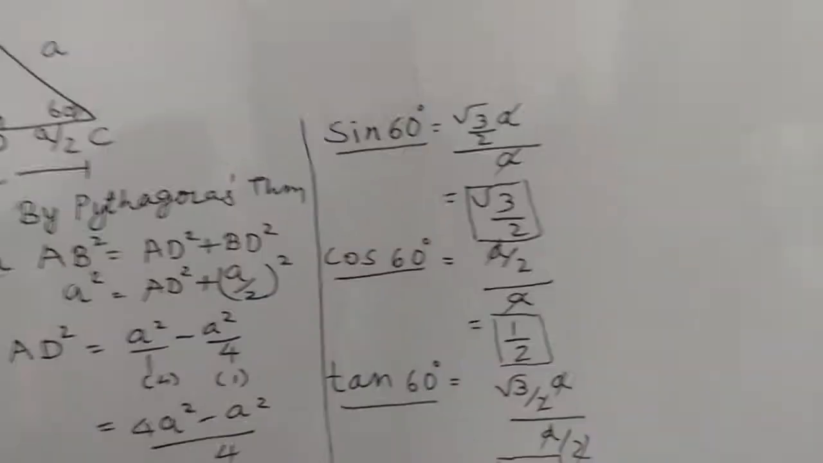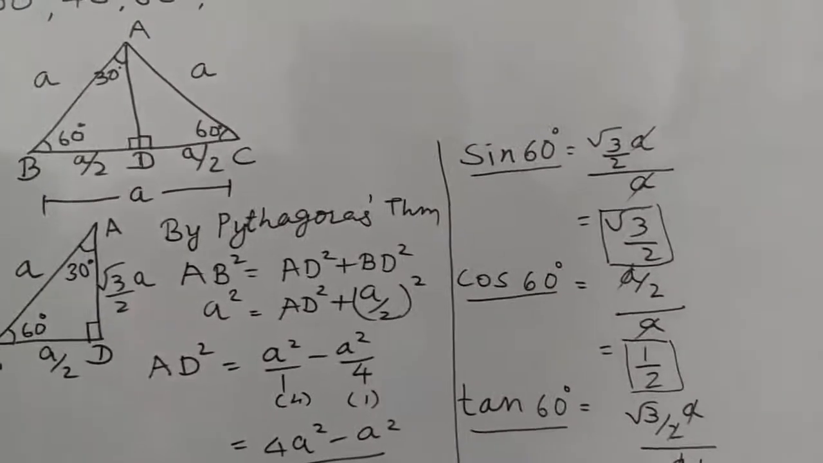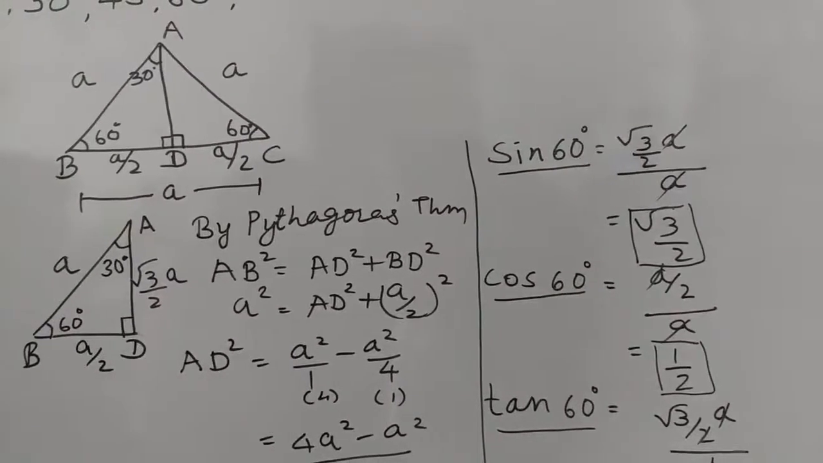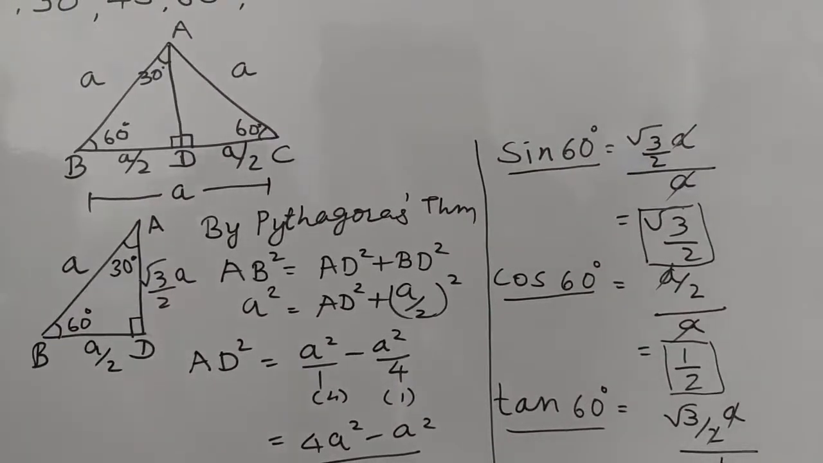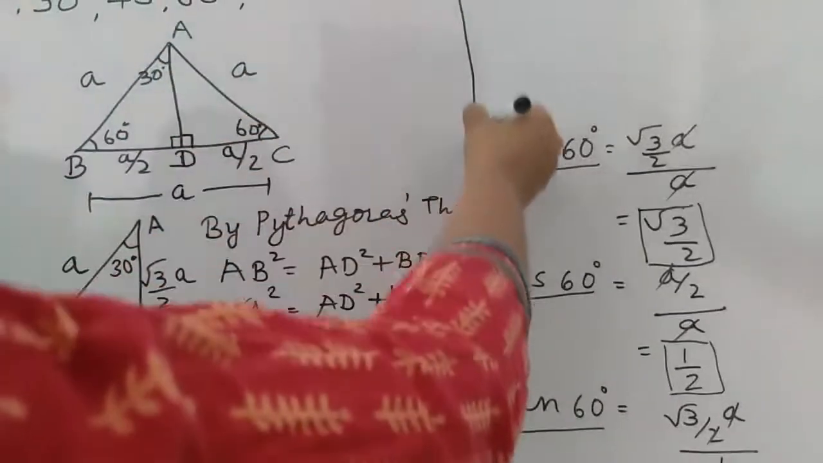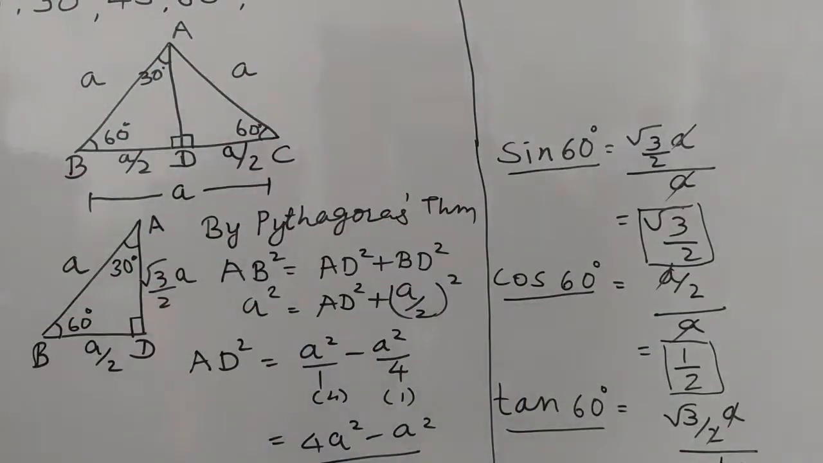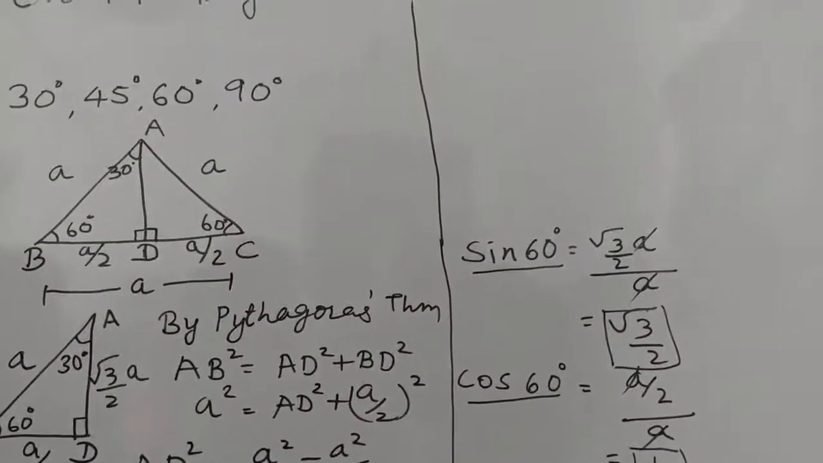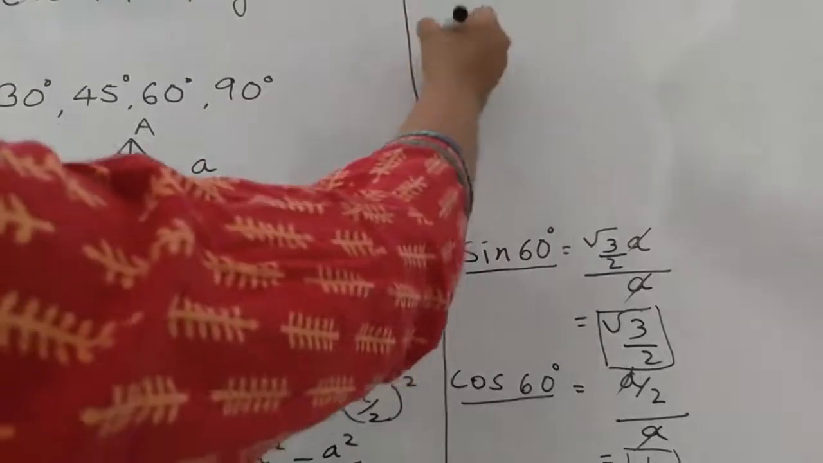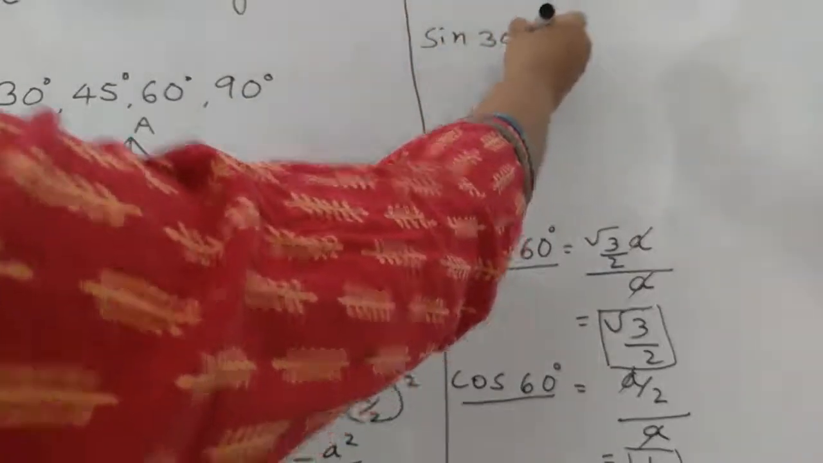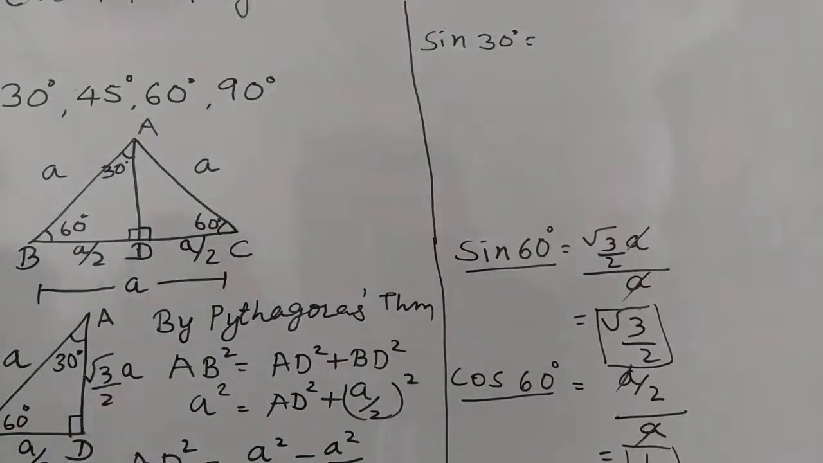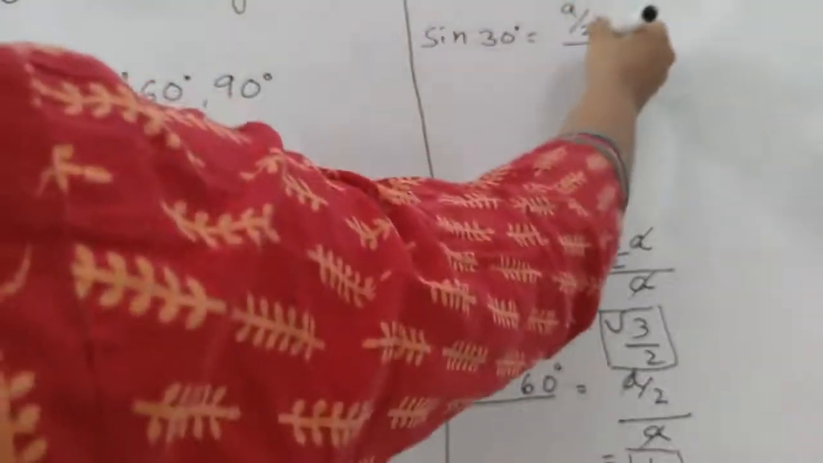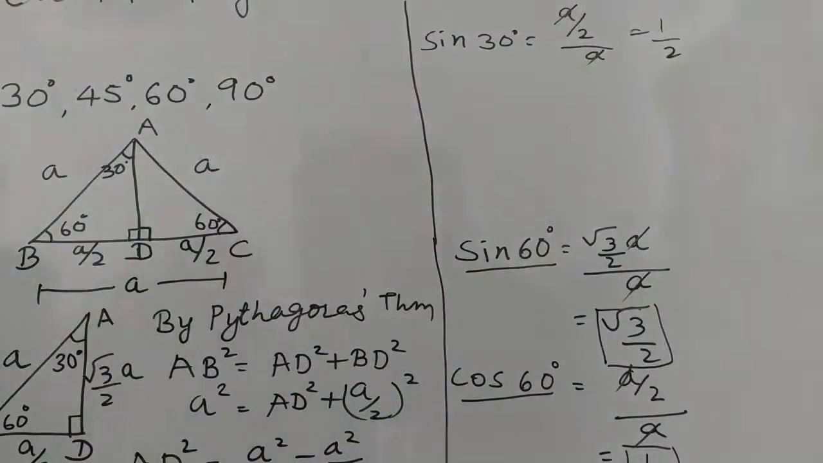Now from the same triangle, see the figure again students, triangle ABD. In this triangle, I will take the 30 degree angle, so I will write that here. Now sine 30, cos 30 and tan 30 degree values. First of all sine 30 degree. You have to check your figure. Sine means opposite upon hypotenuse. So A by 2 upon A. This A gets cut and we are left with 1 by 2.